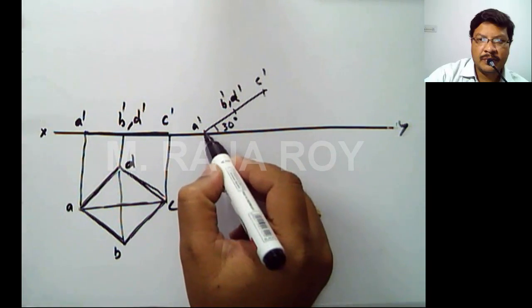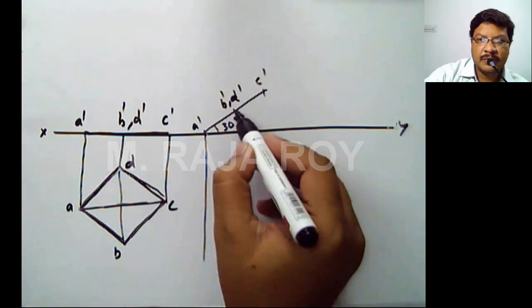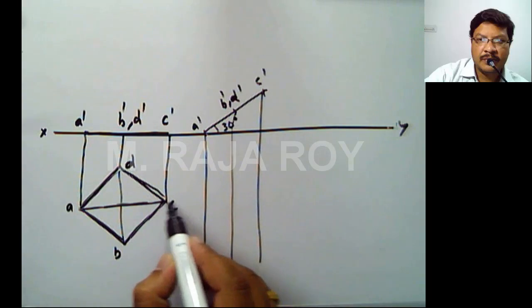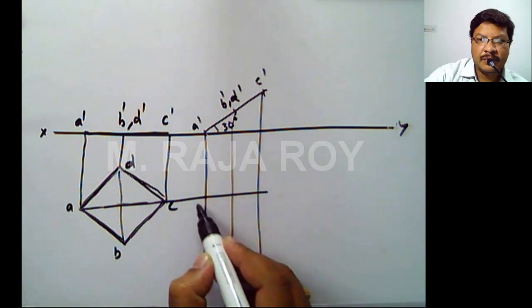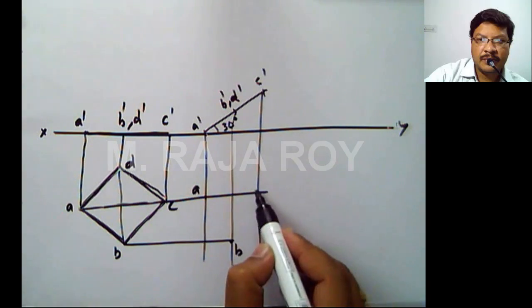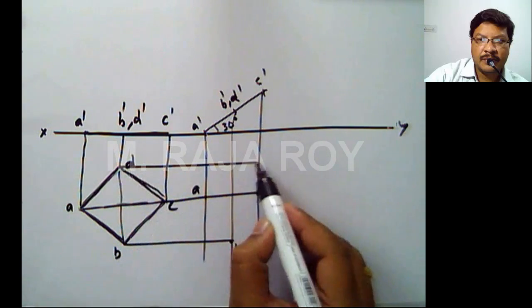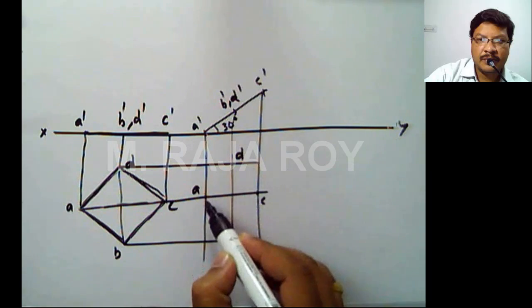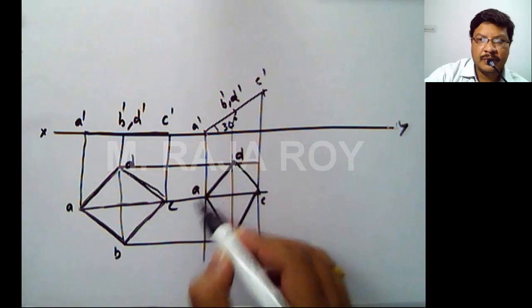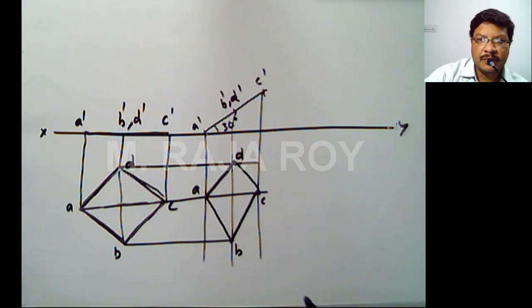Now from the front view you draw the projectors like this. From the top view you draw the locus lines. Somewhere here I will get A. This point is B. This point is C. This point is D. Now A, B, C, D and A. This is the reduced shape in the top view.